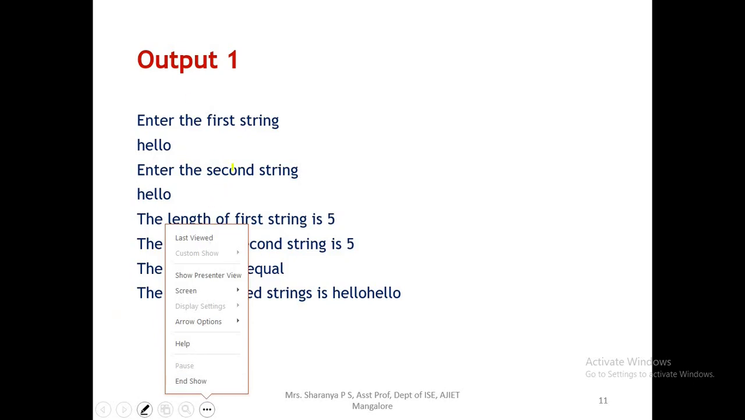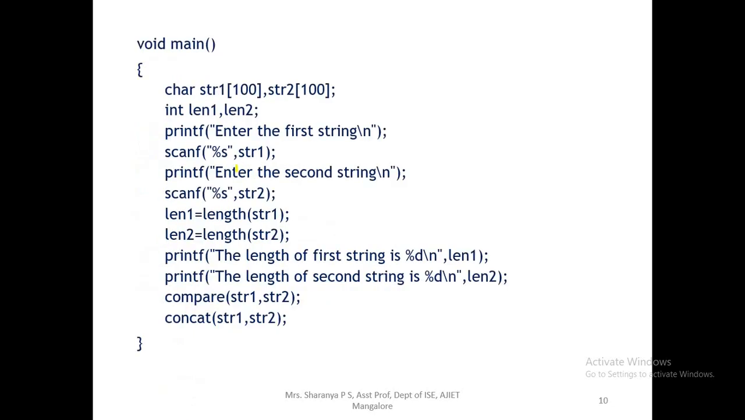If we look into the output here, this is how we have executed all three different functions. That is string length, finding the length which is stored in len1 and len2 variables, and then comparing two strings and concatenating two strings. This is the point where these functions are called, and it is going to return the result back here.